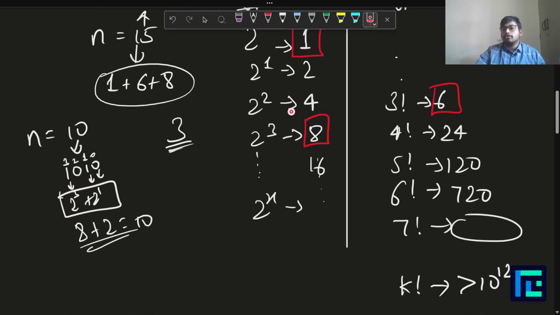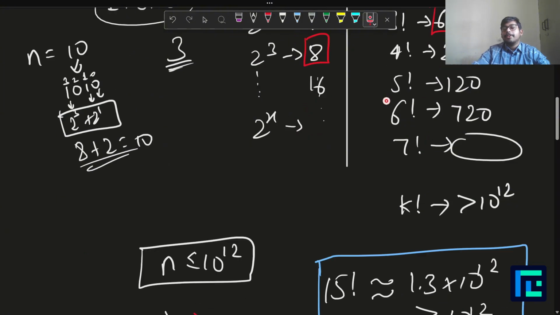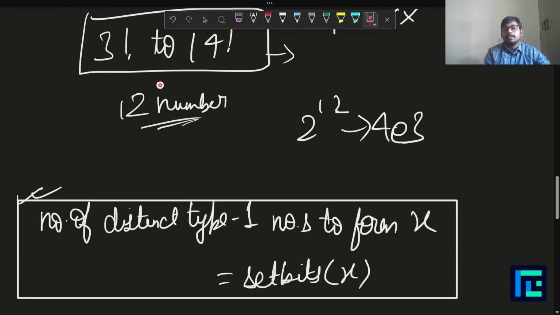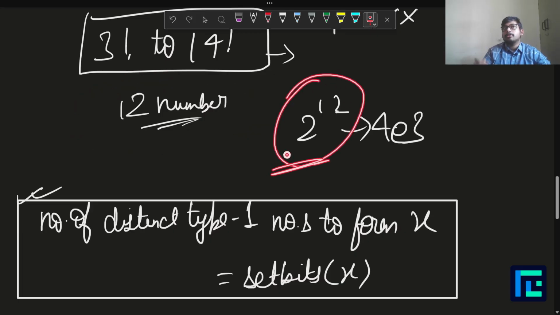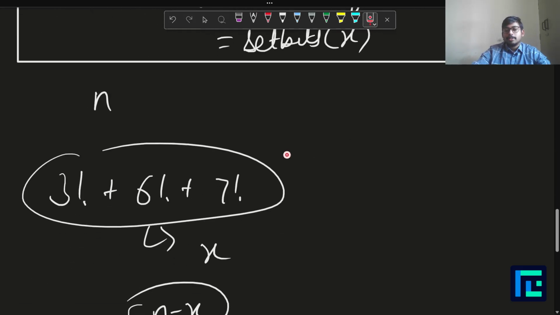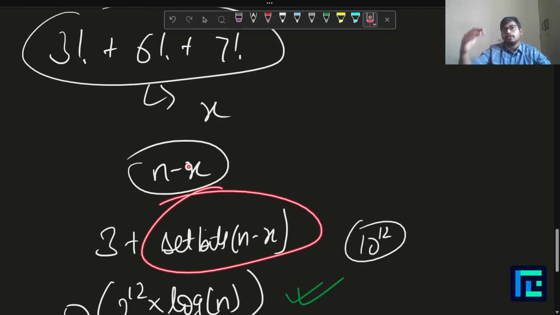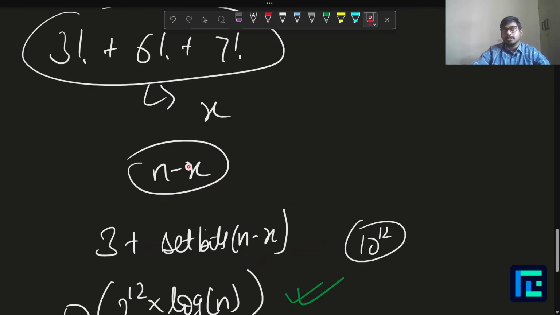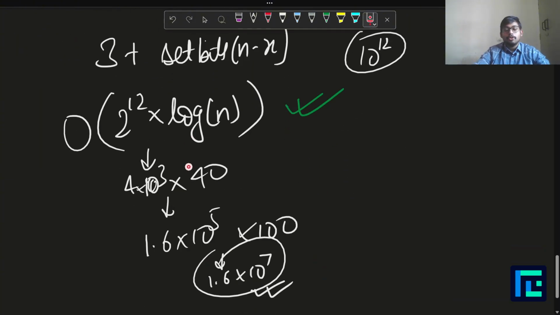Now in the type 2 numbers, the total numbers that exist in type 2 are very less. It's only 12 distinct numbers that exist there. So we can just iterate through all these 2 to the power 12 possibilities, and for them just after that calculate the set bits in the remaining numbers to get our overall answer and minimize among all the possibilities. So this was the overall logic. I hope you got it.